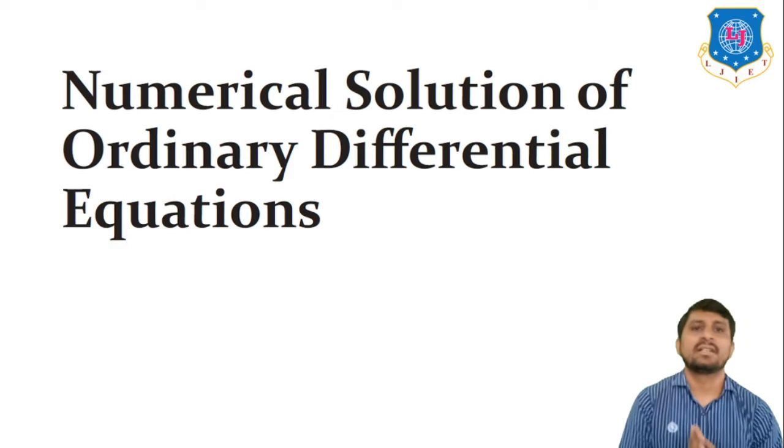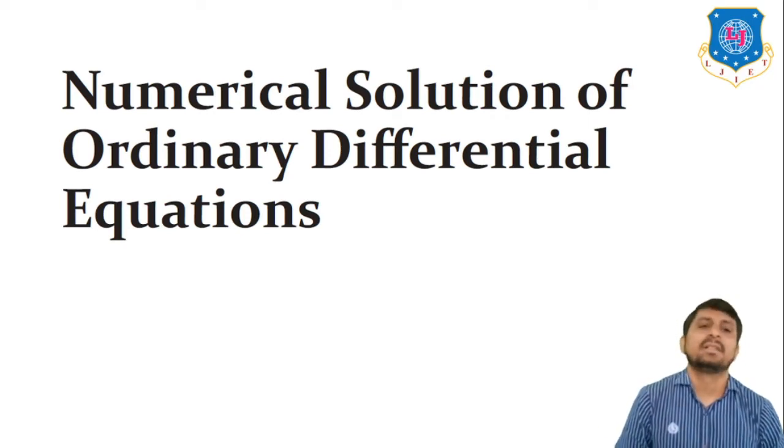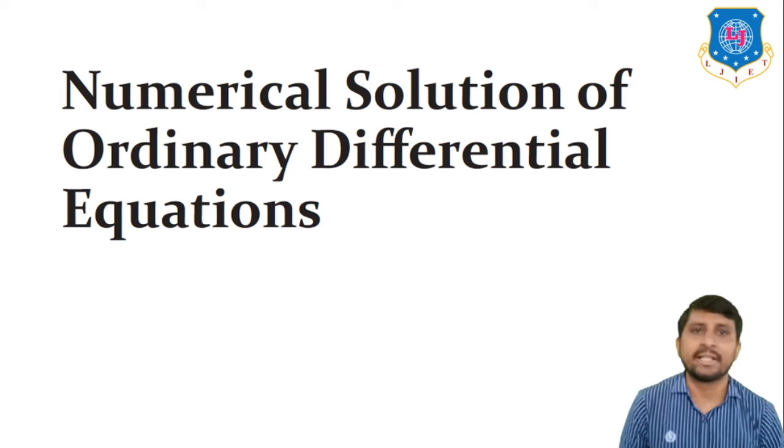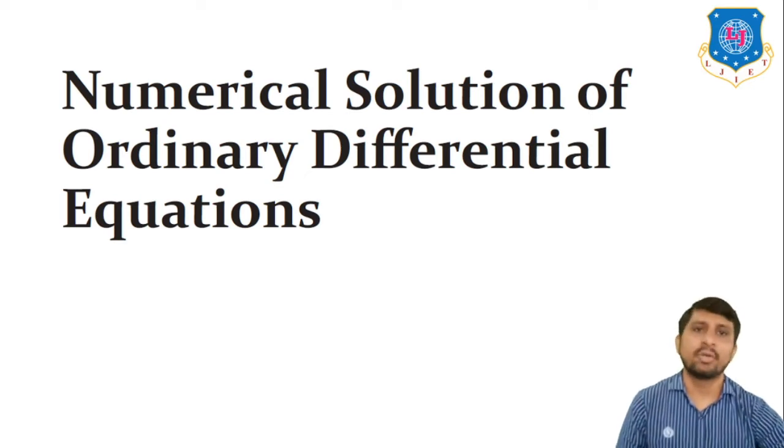In this chapter we have basically two methods: Euler's method, modified Euler method, and Runge-Kutta method. In Runge-Kutta method, there are two methods: second order Runge-Kutta method and fourth order Runge-Kutta method. So in today's lecture we discuss about Euler method and modified Euler method.